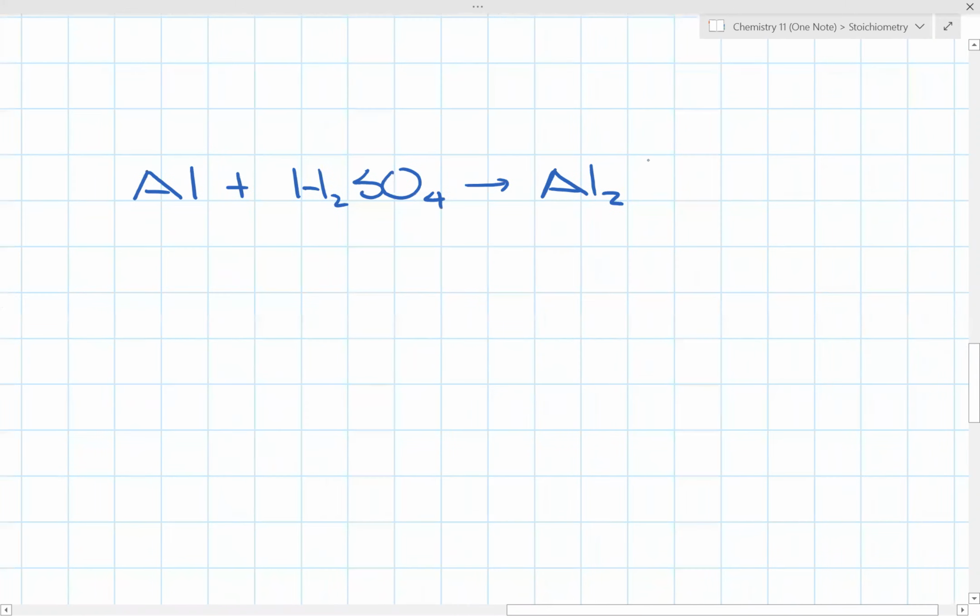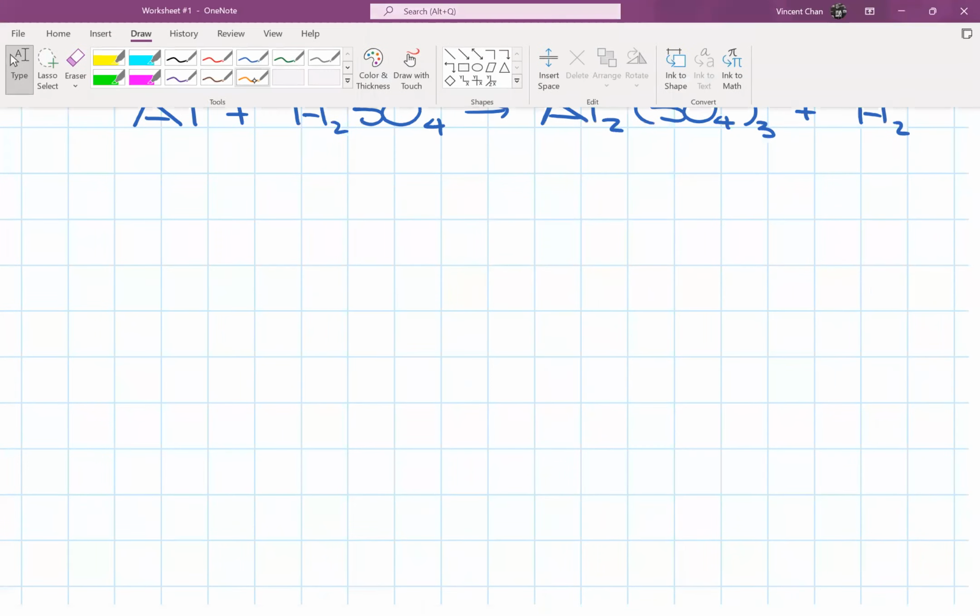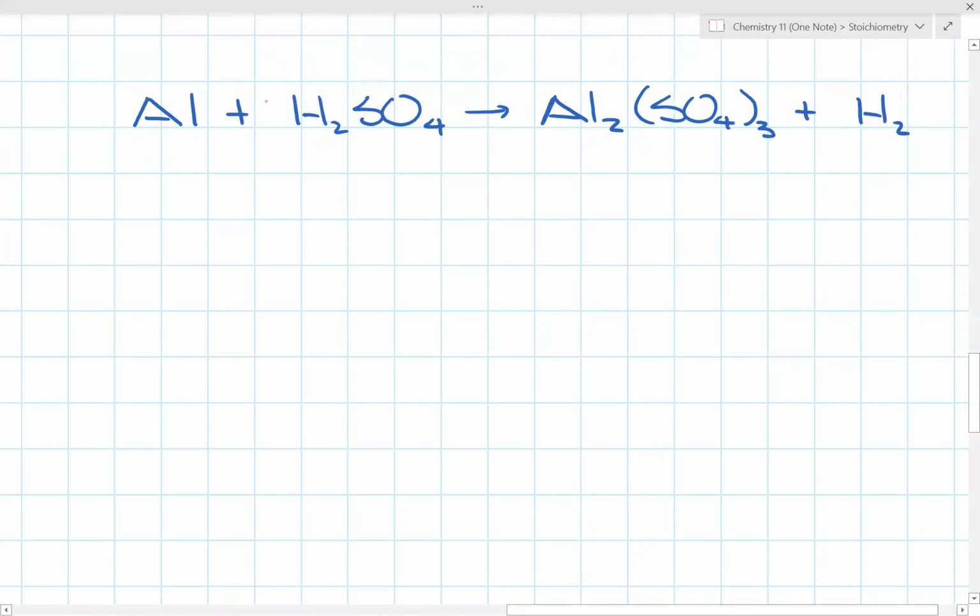So question number 19, you have Al plus H2SO4 gives you Al2(SO4)3 and H2. So what you have here, if we balance the equation just like before, we have 2, 3, 1, and 3. And let's set this up exactly the same.